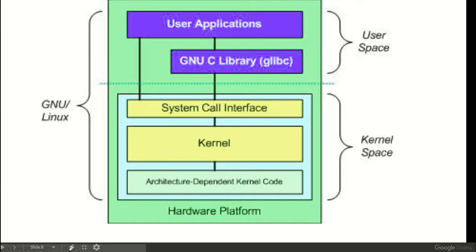And then now we have our hardware platform, and then we have our user applications, the GNU. On the top level user applications, there is the GNU C library, the glibc, and this is on the user space. And then on the kernel space, we have our system core interface, we have our kernel, and then we have our architecture dependent kernel code.